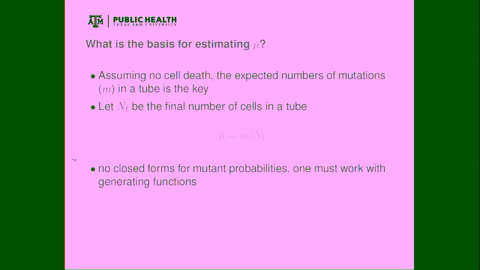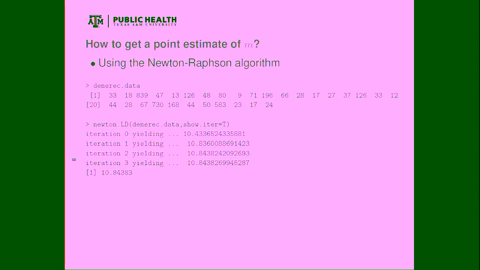If we know this, the formula is very simple. You can just go from the number of mutations to the mutation rate. It's very simple. So our package tries to make life easier to allow you to estimate M. Here you see we have experiments. In the first tube, we have 33 mutants. In the next one, we have 18. In the next one, we have 839, and so on.